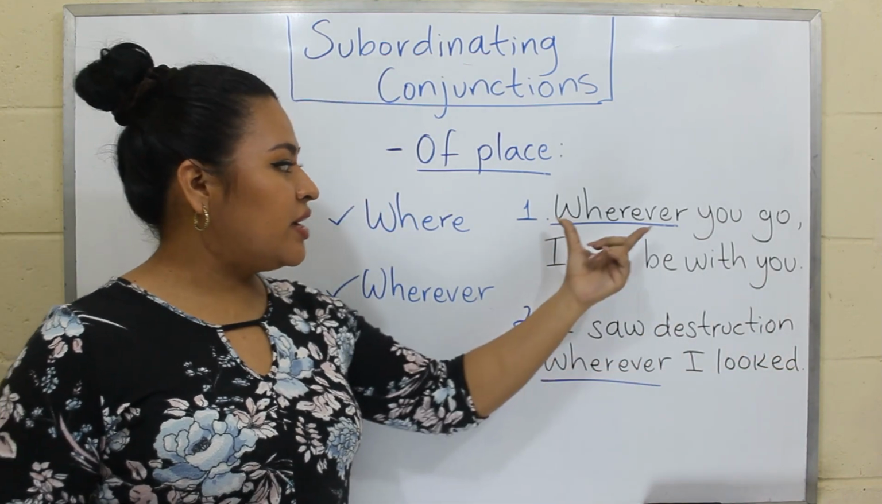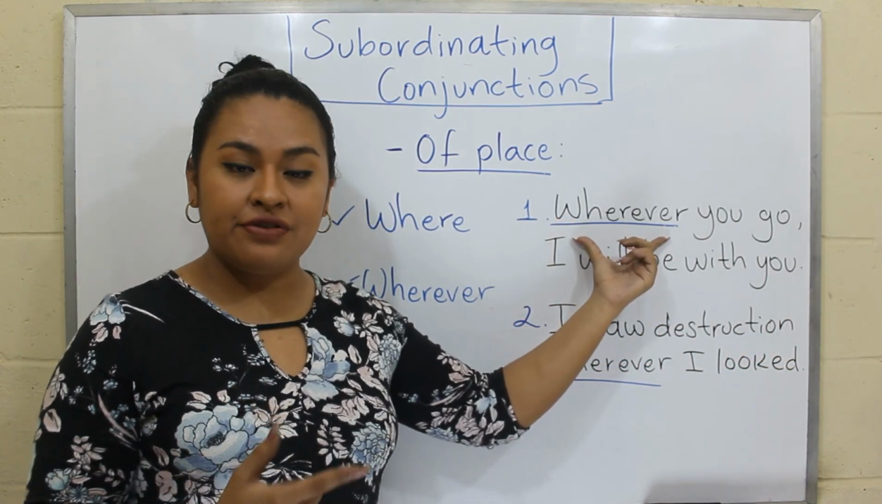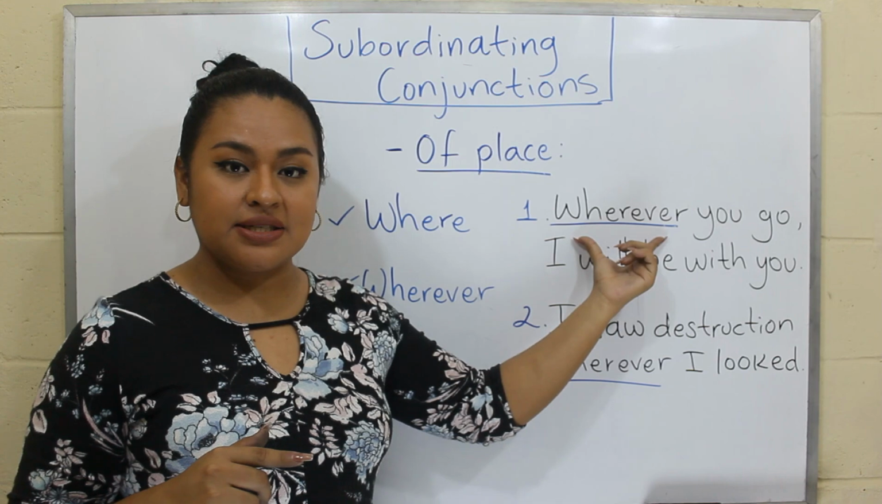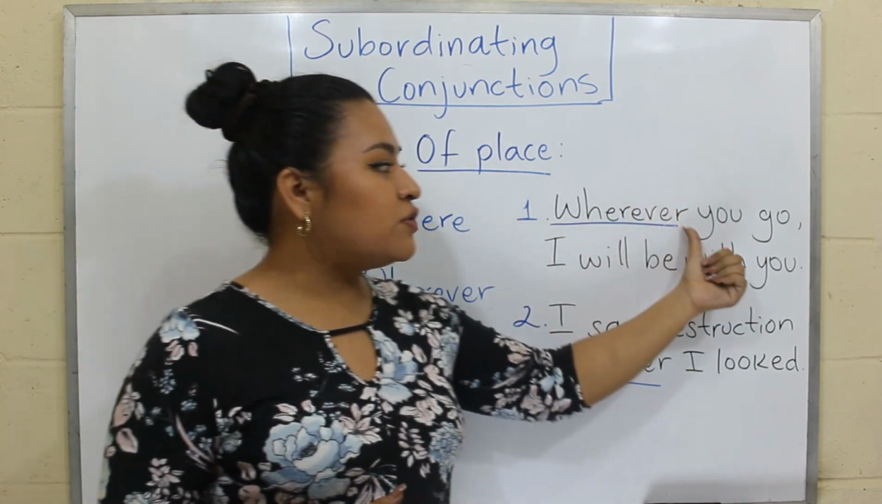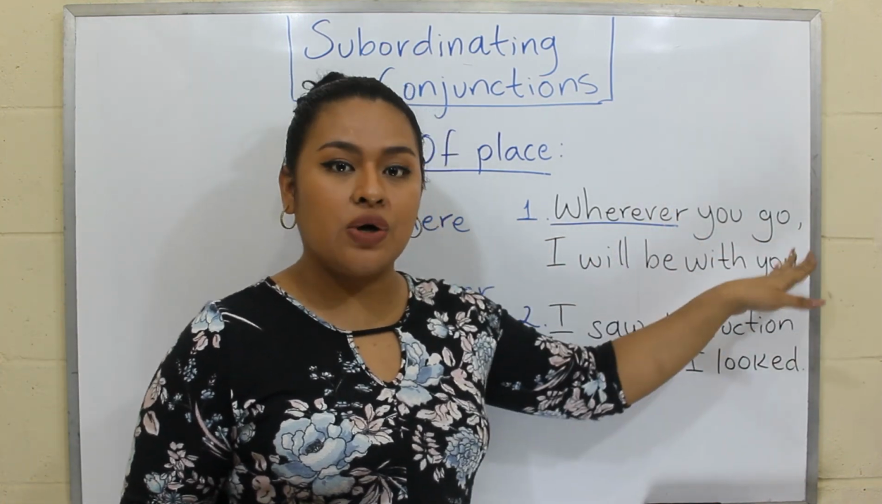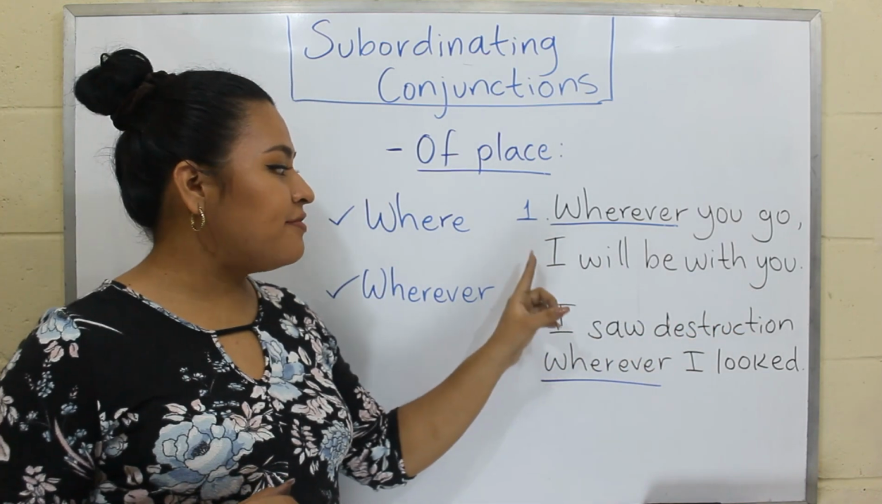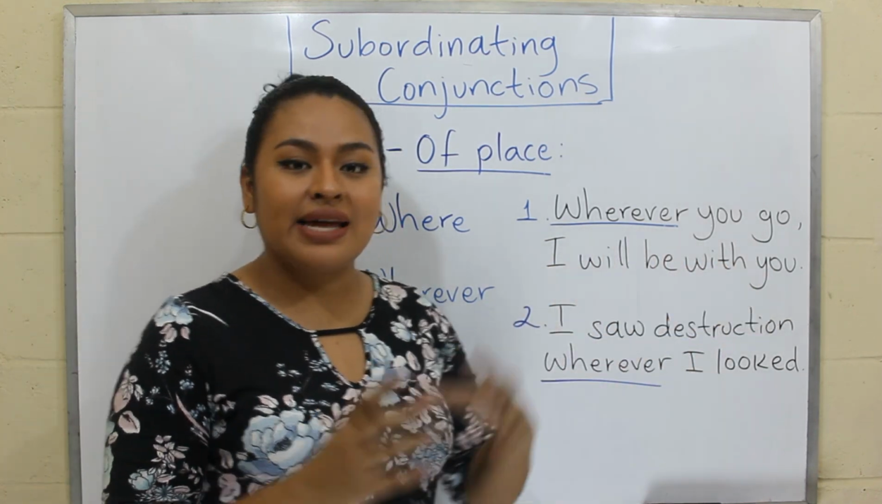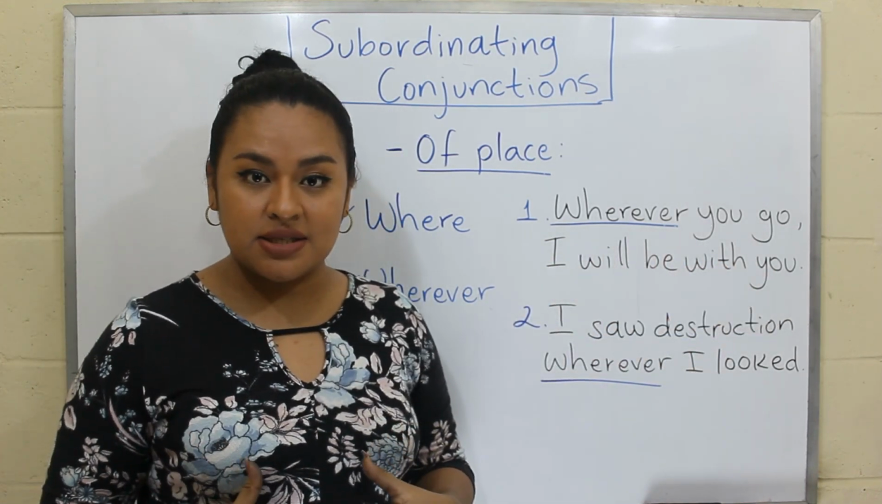We are using here the subordinator wherever at the beginning of the sentence. Then we have the subordinating clause, you go. And finally we have I will be with you, that is the main clause of the sentence.